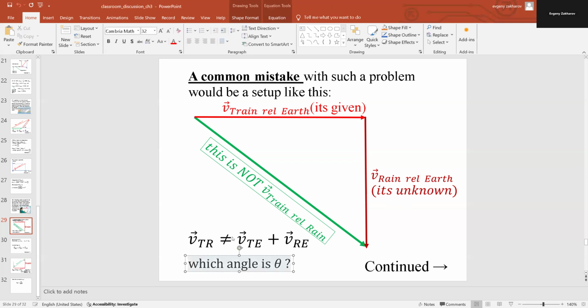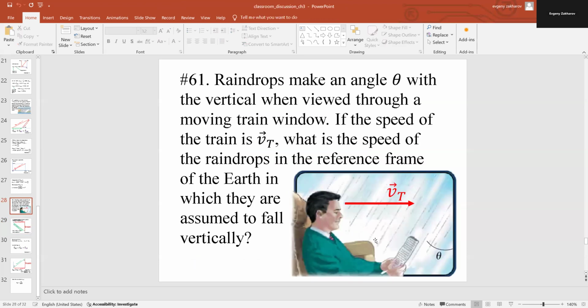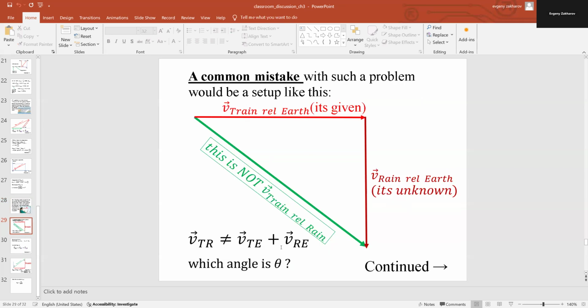Which angle is theta? See how theta is something different, right? You have an angle with respect to the vertical, and in here there is no such theta. You can't really put any theta here. So let's take a look at the proper one. This is totally incorrect. You can't consider train relative to the rain, because we need rain relative to the train.